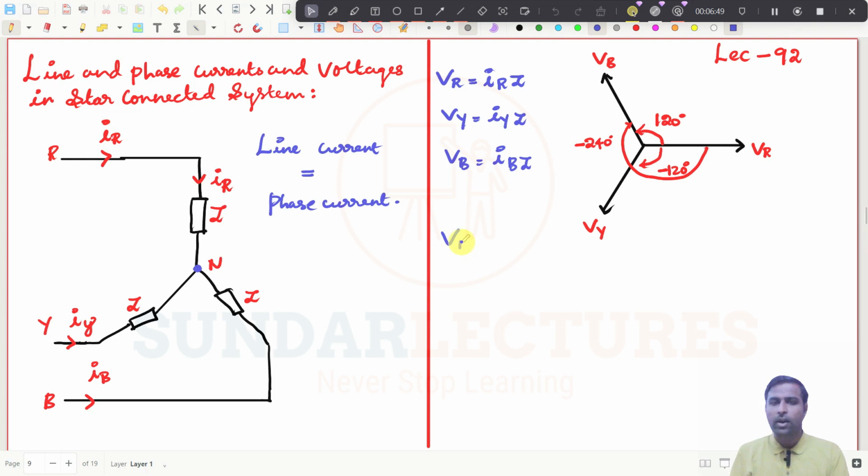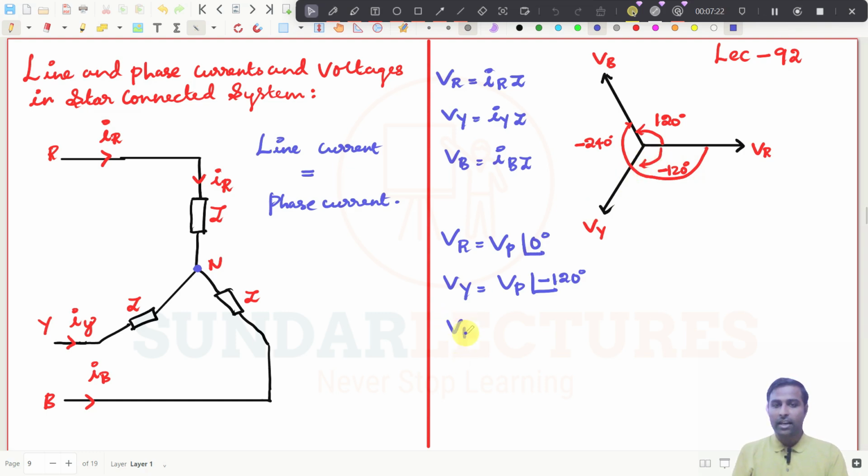So VR can be written as V phase at an angle of 0 degree. For R, reference will be taken as 0 degree, and for Vy I can write Vp, the same magnitude, and the angle will be minus 120 degree. Why? Because these two are apart by 120 degree, right?